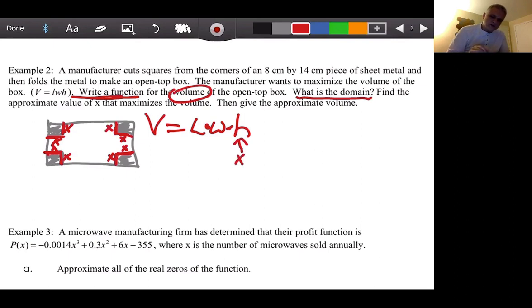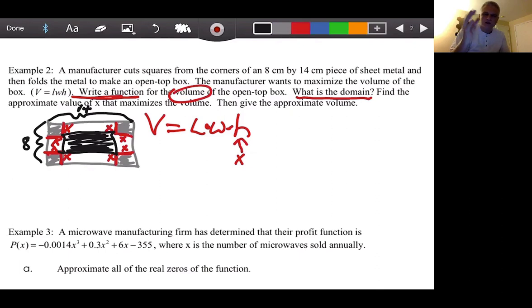Now it says here that the paper is 8x14. So this whole side, let's put this neutral color here. This whole side is 8 centimeters. This whole side is 14 centimeters. Okay, so when they make the box, after they fold the flaps up, the box is going to have a base that's this part right here. Okay? This part's going to be the base of your box. And then they're going to fold these X by X squares up. So what is the length and width of the box itself?